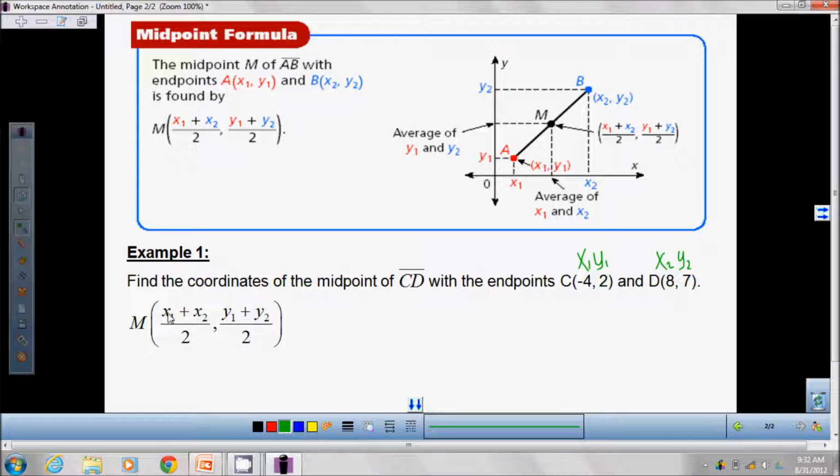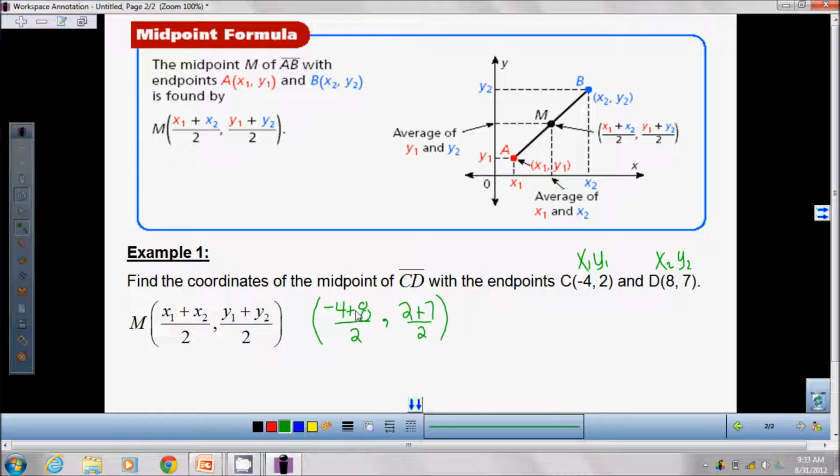First it says take x1, that's -4, plus x2, which is 8. We're going to take that and divide it by 2. We're going to put our comma. Your answer is going to be a coordinate point, so don't forget your comma. y1 is 2, plus y2 is 7. And then divide that by 2.